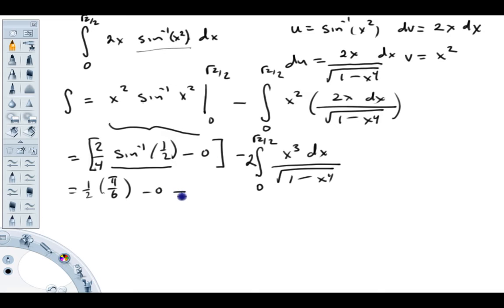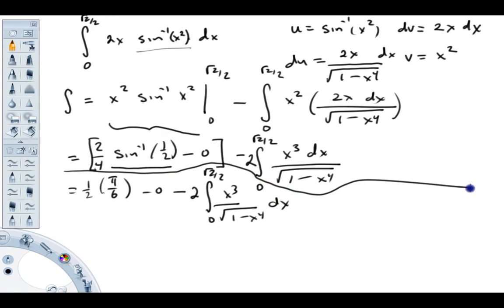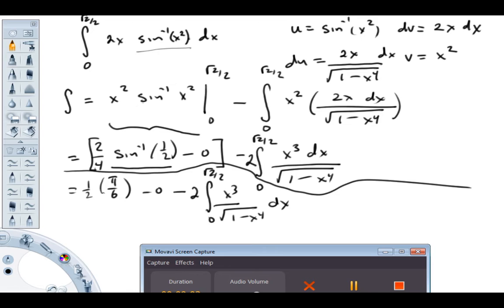Okay. Minus, again working on this guy, twice the integral from 0 to root 2 over 2 of x cubed over square root 1 minus x to the 4th dx. Kind of separate this off here. Okay. Next, this integral needs to be worked out: integral of x to the 3rd over square root 1 minus x to the 4th from 0 to root 2 over 2. I'm running out of room, so I have to erase some stuff. I'm going to take a moment here and just ask for any questions before I start erasing things.